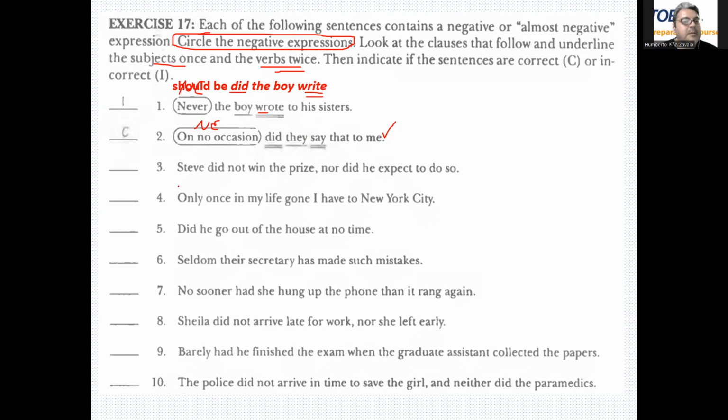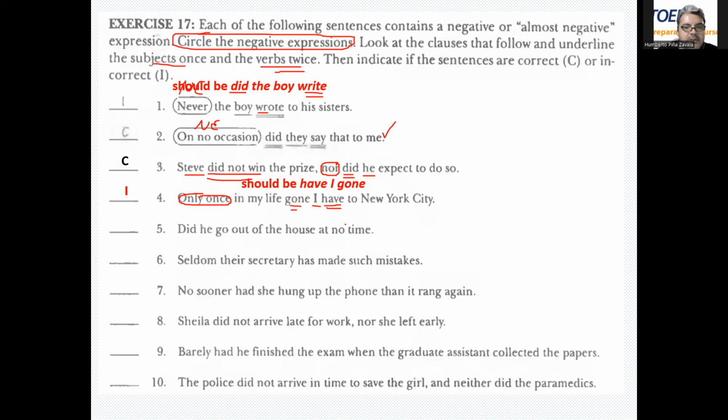Okay, now that you're back, let's see what we did. So, Steve did not win the prize, nor did he expect to do so. So this is correct. Only once in my life gone I to New York City. This will be incorrect. It should be have I gone? Only once in my life have I gone. You place the auxiliary, then the subject, then the main verb.